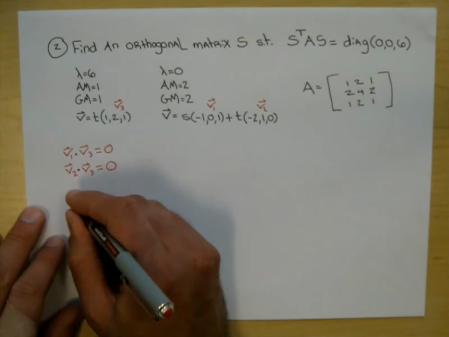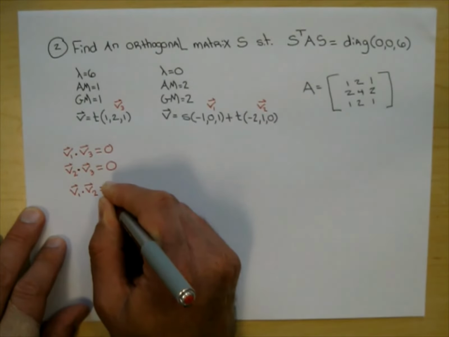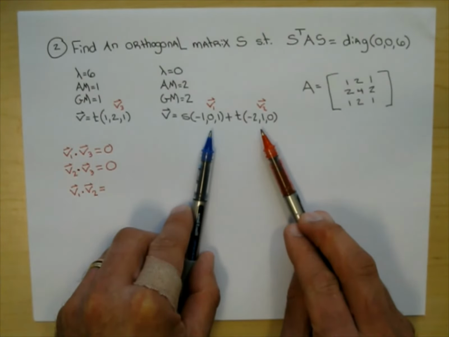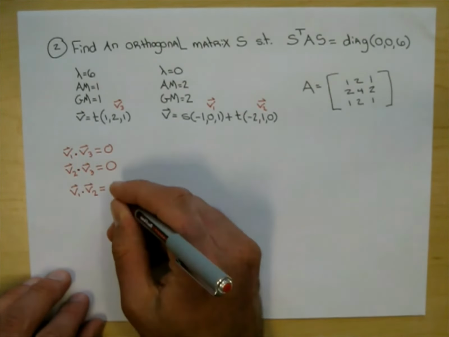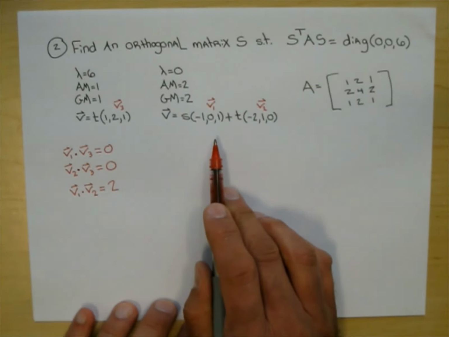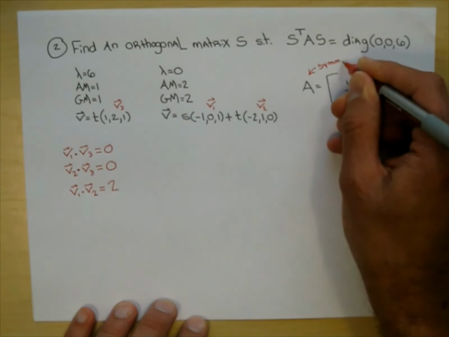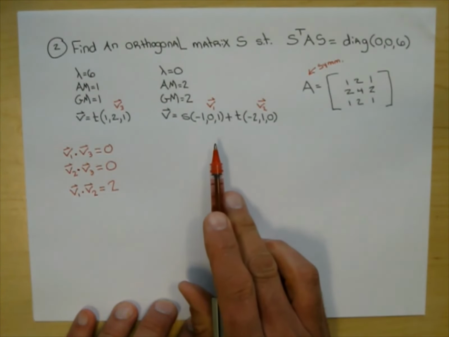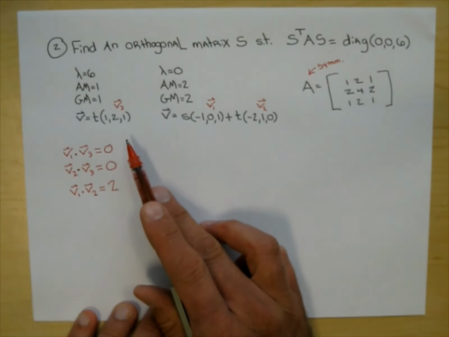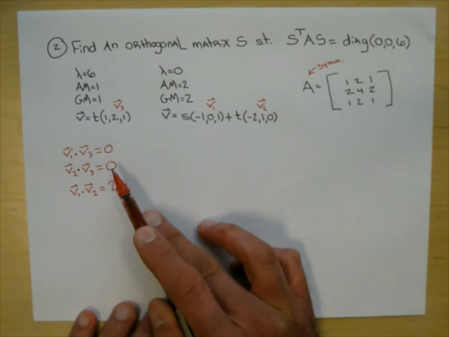Let's do the dot product of V1 and V2. V1, V2. We get 2 plus 0 plus 0, so that's 2. So what gives here? When you have a symmetric matrix, so this is symmetric, this is what will happen when you find the eigenvectors. Some of the eigenvectors from different eigenvalues will give you a dot product of 0.